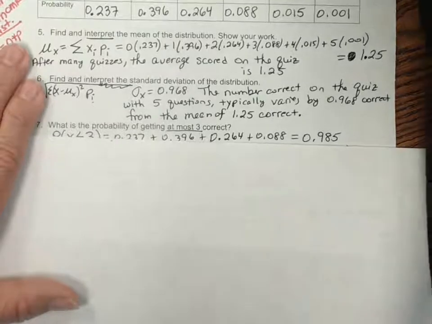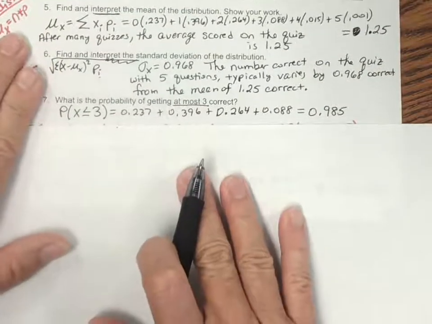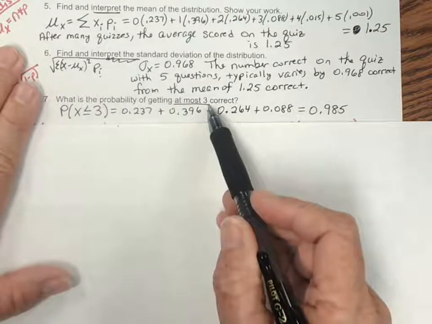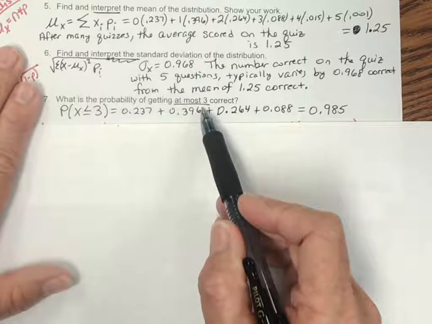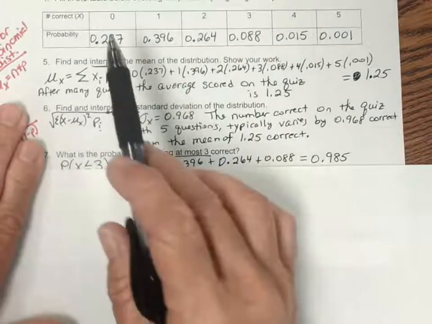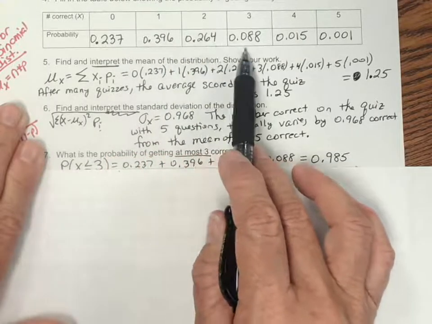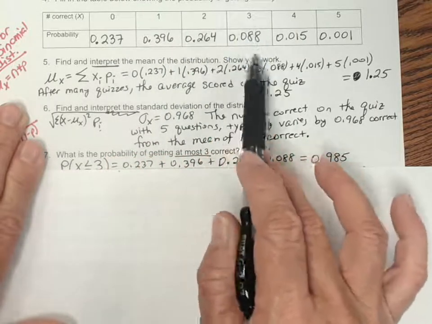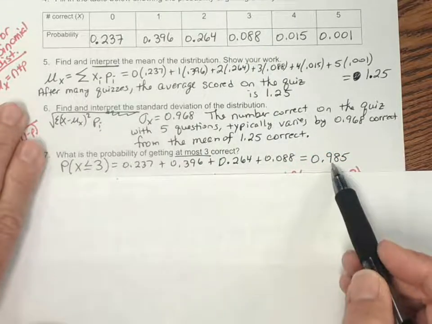Next, we want a slightly different variation. What is the probability of getting at most 3 correct? So at most 3 correct, that means I could have 0 correct, 1 correct, 2 correct, or 3 correct. So I'm just going to add my probability of getting 0 correct, 1, 2, and 3. At most means I include the 3. So I put those in, add them together, I've got 0.985.